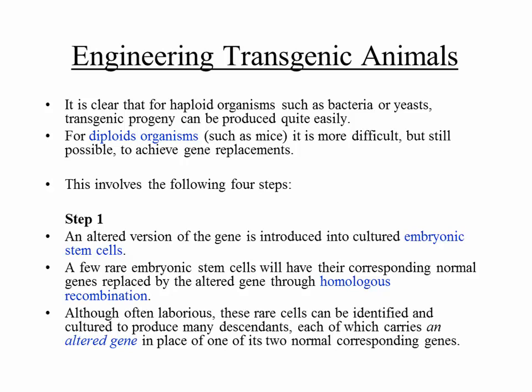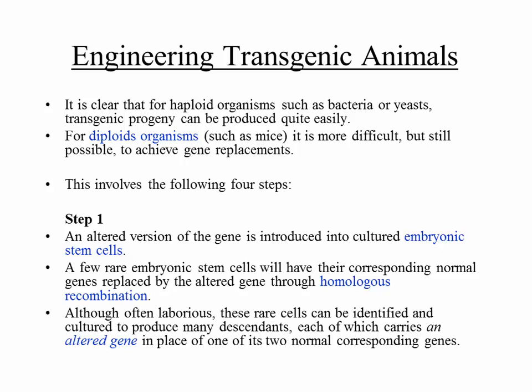Now, when you're trying to engineer transgenic animals, it is clear that for haploid organisms, that means organisms which have only one copy of each gene, such as bacteria or yeast, transgenic progeny can be produced quite easily, right? Just like we already discussed, all right? I mean, putting it in the plasmid, because your job is basically to mutate only one copy of that gene, because when you put in those plasmids, half of that progeny are mutated, okay? The other half is not mutated. So here it's easier because you have to do it only on one chromosome, okay, or only one copy.